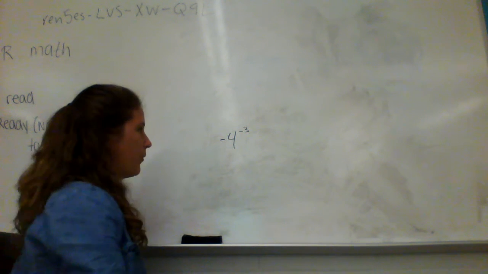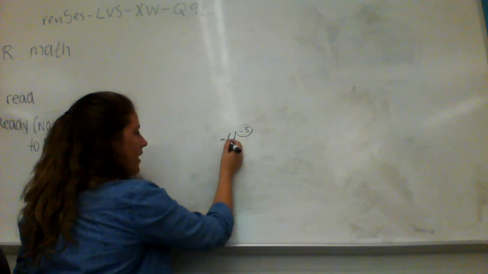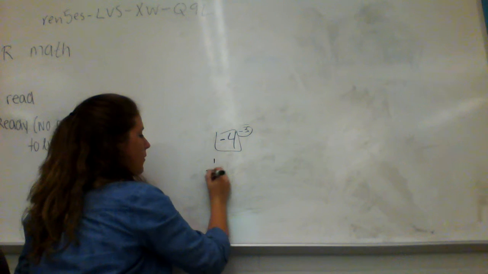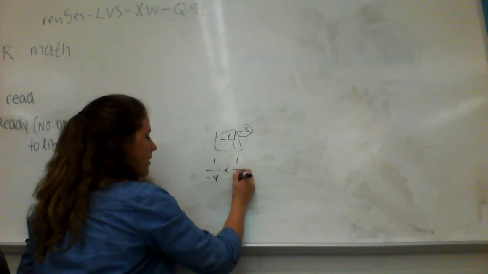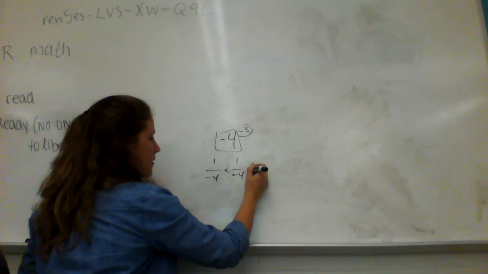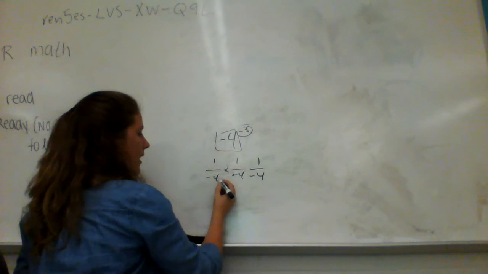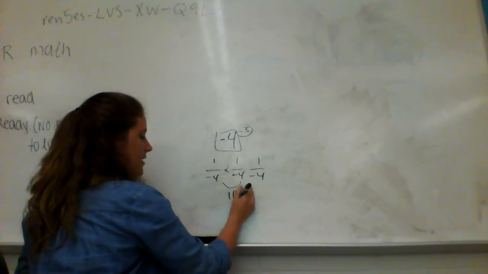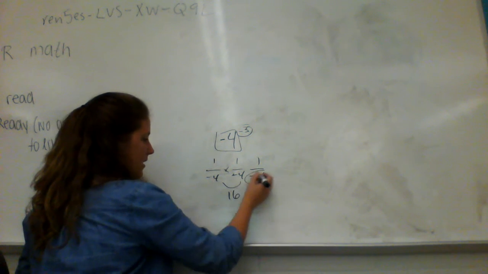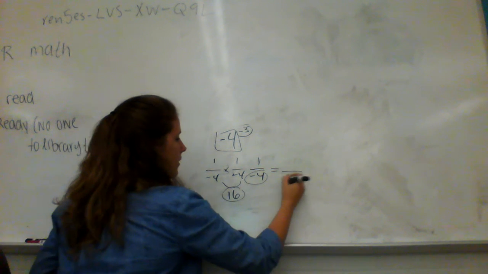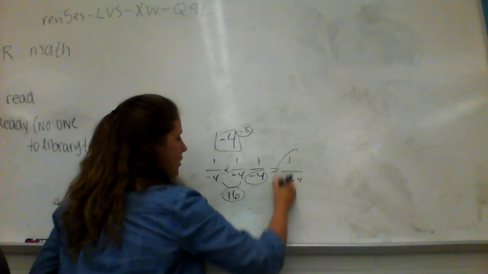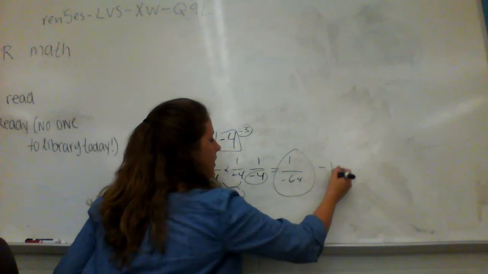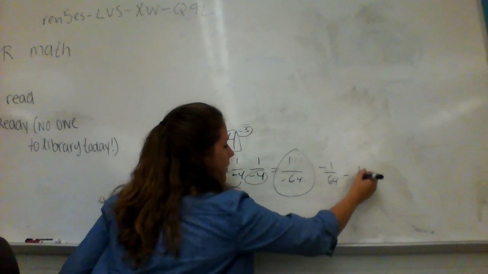Now it's time to check your work. This means to divide, and I have a base of negative 4, so it's 1 over negative 4 3 times. Negative times negative gives you positive 16. Positive 16 times negative 4, negative 64. You could have 1 over negative 64, negative 1 over 64, or negative 1/64.